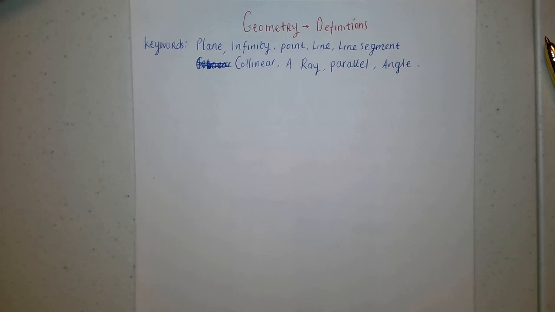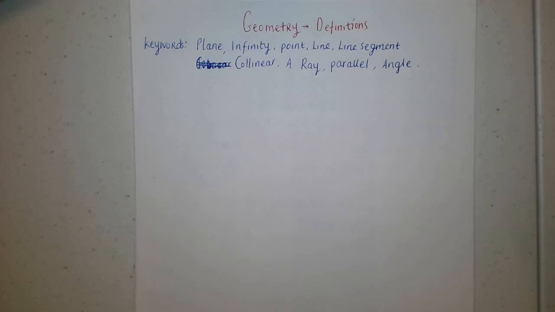In this video we're going to be looking at some of the key definitions that we will be using in geometry. I will also be representing all of these on a plane. So the key words that we're going to look at are plane, infinity, point, line, line segment, collinear, ray, parallel and angles or an angle. I'm going to represent these on a plane.